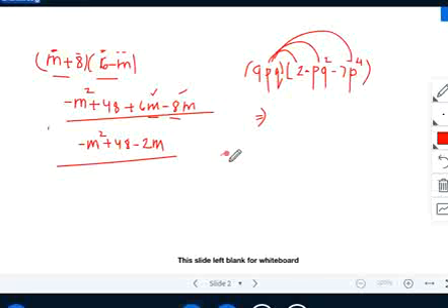Say for example, I'm giving a very simple example. Outside is 2a and inside it's a plus 3. How can you open the bracket?